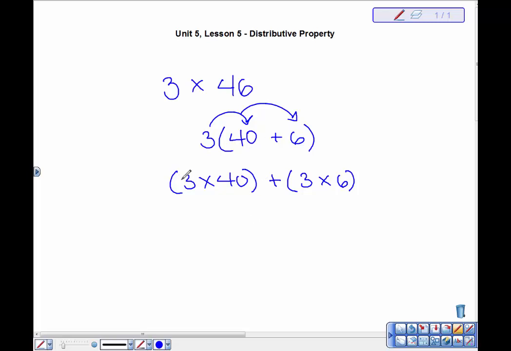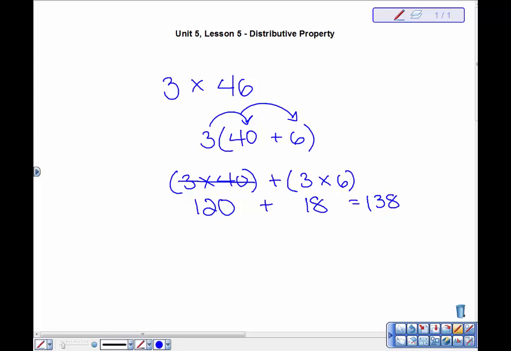So 3 times 40, it's the same as 3 times 4 plus a 0 at the end, which is 120. Now I'm going to add that to the product of 3 times 6. 3 times 6 equals 18. And if I put those two pieces together, I get 138. So 3 times 46 equals 138.